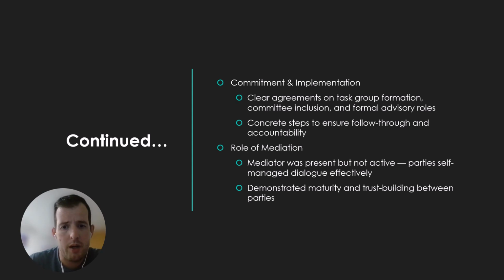Continuing on, once an agreement is reached, commitment and implementation are key to ensuring the agreement is operationalized and not left vague. In this case, the negotiation resulted in specific commitments, such as forming a task group, including community representatives in decision-making committees, and establishing protocols for advisory roles. Fisher emphasizes that making clear, actionable commitments ensures that the terms of the agreement are carried out effectively, reducing the chance of misunderstandings or renegotiation down the line. The CCC's de-escalation of protests also reflected their reciprocal commitment, building trust between both parties.